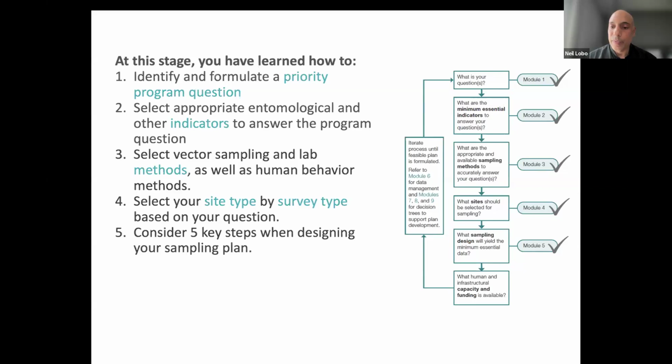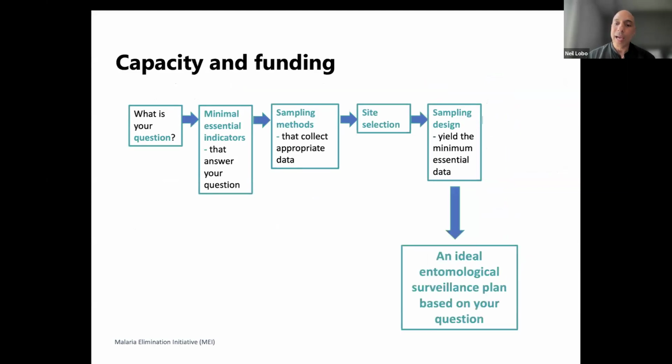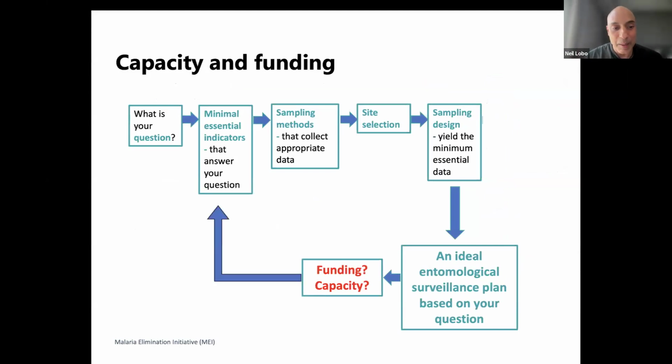And the next thing is, once we have done all this, we have an ideal entomological surveillance plan that's based on our question. So we've gone through this whole process and figured out this perfect plan. And a lot of the times, and this happens to me 100% of the time, once you look at your funding and your capacity, it completely messes things up. A lot of the times, at least for me, I can't afford this operationally.